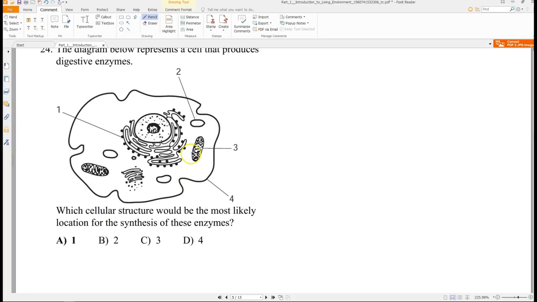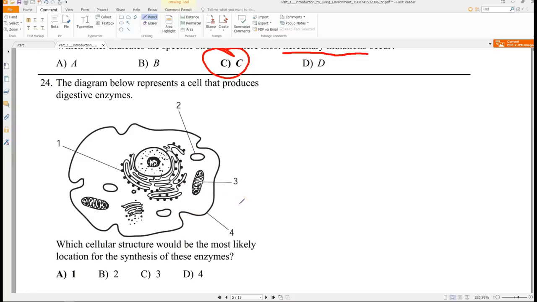Another animal cell. Before we answer the question, let's just go ahead and review the cell. This is an animal cell. 4 is cell membrane. Lets molecules in and out of the cell. 3 is the mitochondria. Makes ATP energy. 2 is the vacuole. Stores waste, water, food. 1 is the ribosome, where it synthesizes proteins.